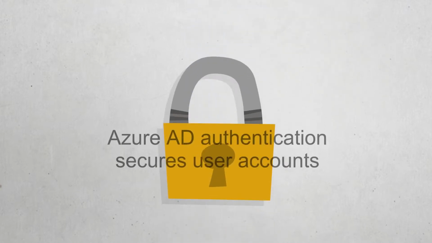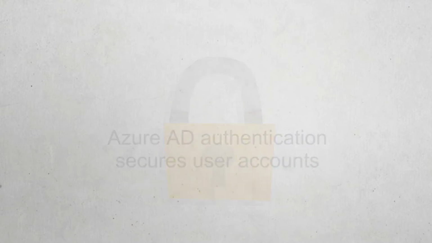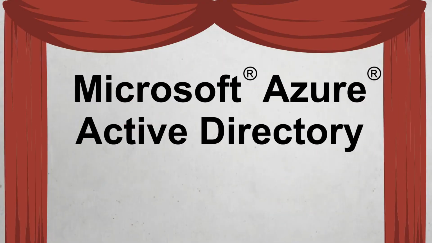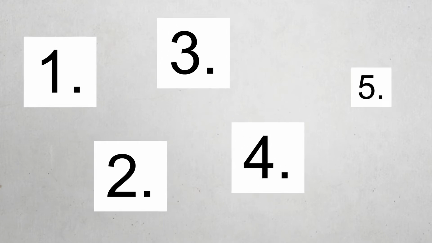Azure AD Authentication secures user accounts, making it much more difficult for these accounts to be externally compromised. This Knowledge on Demand introduces Azure AD and describes how you set up this application. You implement Azure AD Authentication in 5 stages. Let's take a quick look at each stage.